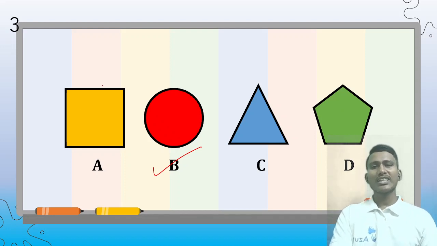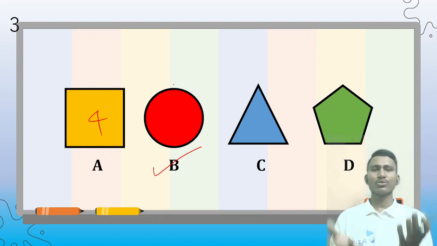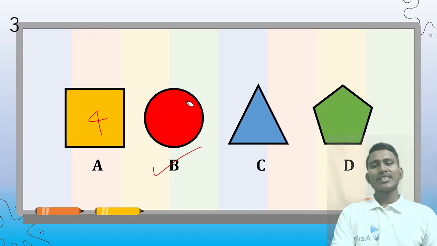Okay. So if you see, there are particular sides. How many sides does it have? One, and then two, then three, then four. That is the square, right? So how many sides are there? Four sides. But here there is no such thing. It is curved. A circle is curved, right? So it doesn't have sides.